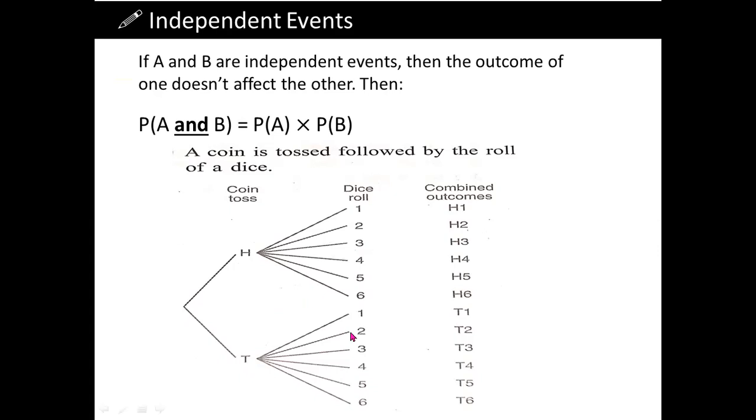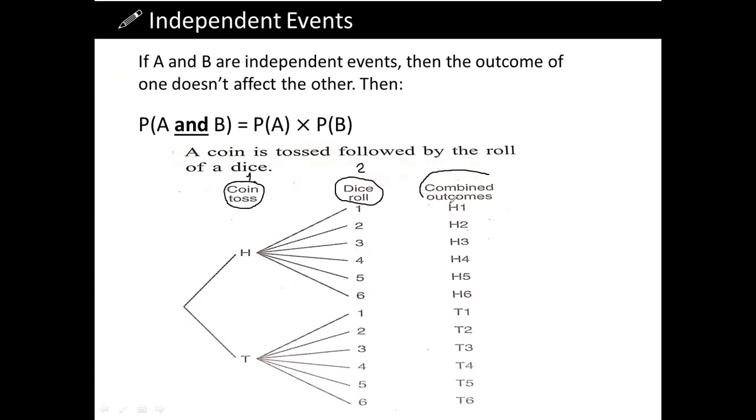Take a look at this example. You have here coin toss, which is event 1, and we have also dice roll, which is event 2. So they are independent from each other. It does not depend on the other. Now, if we do the 2 events, what will be the combined outcomes or result?